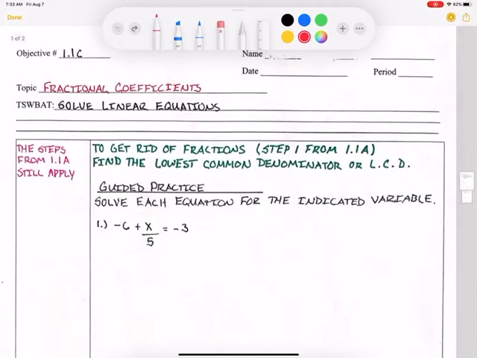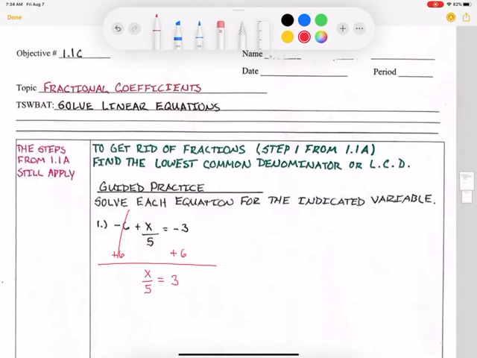So to move negative 6 over to the right side, because negative 6 is not attached to x, we're going to go ahead and add 6 to both sides to move it over. The 6's will cancel out. On the left-hand side, I have x divided by 5. And on the right-hand side, I have negative 3 plus 6. So that's going to be a positive 3.